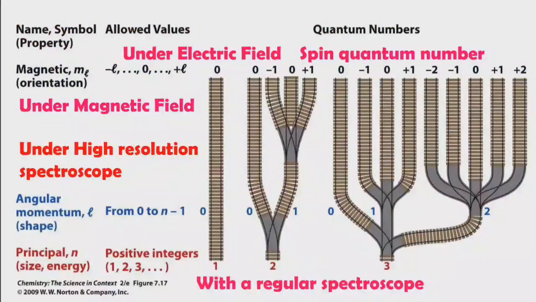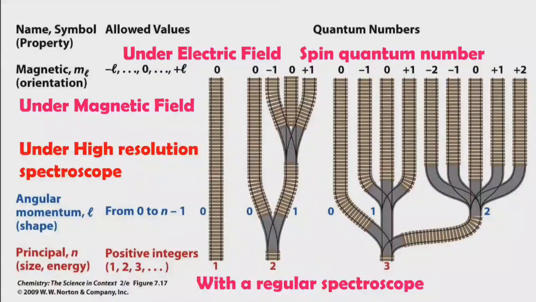Here, from bottom to top, we can see that with a regular spectroscope we can observe principal quantum number values, that is 1, 2, 3. Under a high resolution spectroscope we can observe angular momentum quantum numbers, that is 0, 0, 1, 0, 1, 2. So the spectral lines split into the angular momentum quantum numbers. Under a magnetic field we can observe magnetic quantum numbers, and under an electric field we can observe spin quantum numbers.